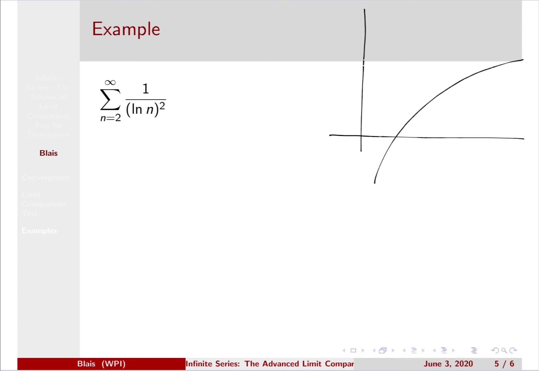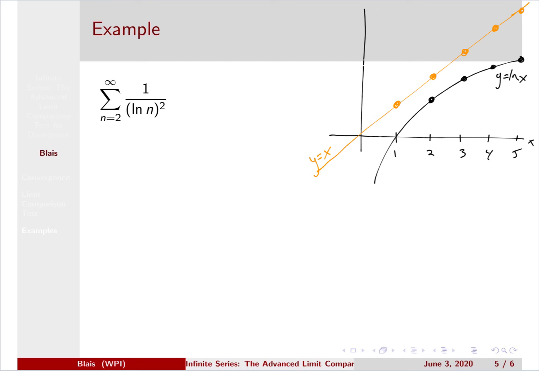Let's think about the natural log. If we look at the graph of y equals natural log of x, and we evaluate it at the natural numbers, we can get a sense of what is happening with the natural log of n as n goes to infinity. And if we compare that to, say, y equals x, and we evaluate at the natural numbers, we would get something that looks like this.